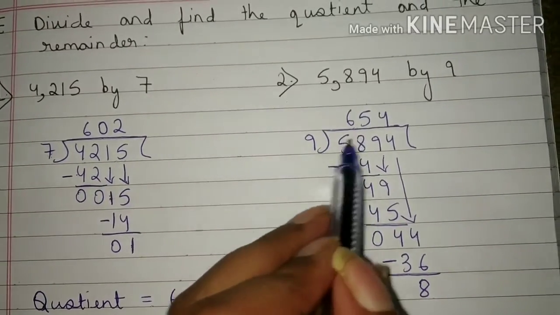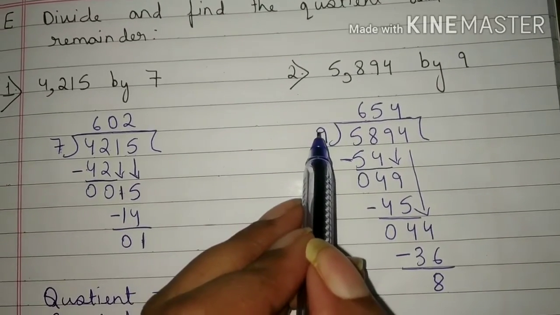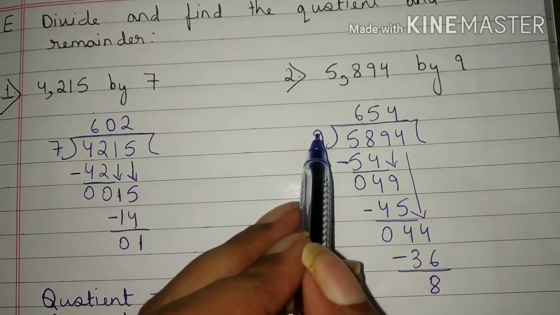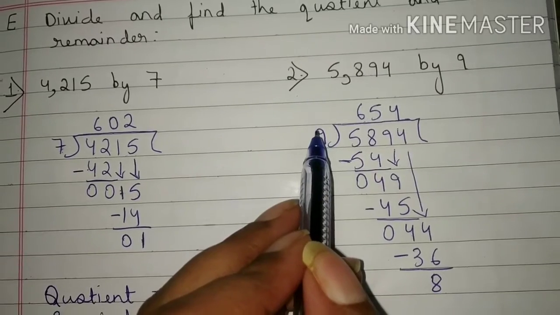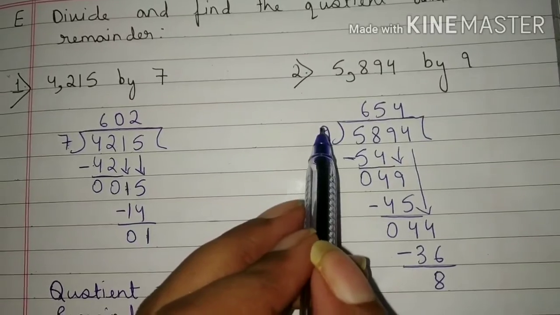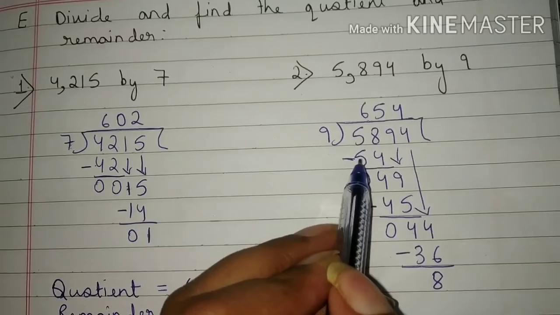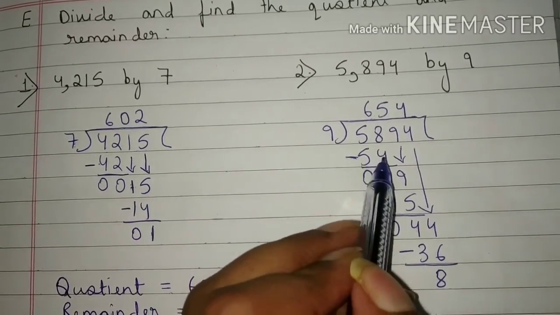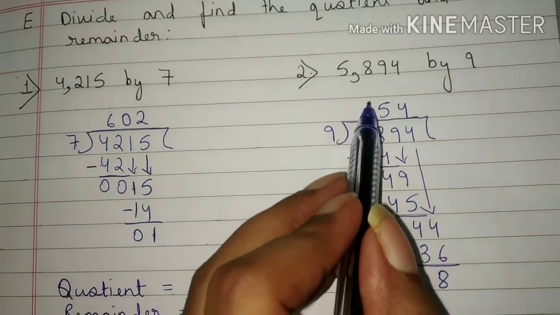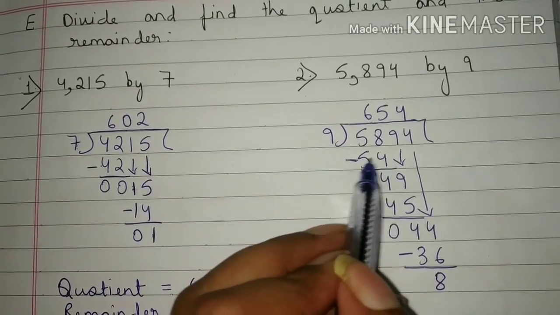Now number become 58. Students, now we will read the table of 9. 9 1 ja 9, 9 2 ja 18, 9 3 ja 27, 9 4 ja 36, 9 5 ja 45, 9 6 ja 54. Students, 9 6 ja 54. 54 is just smaller than 58. So we will consider 9 6 ja 54. Students, 6 we will write here and 54 we will write here.